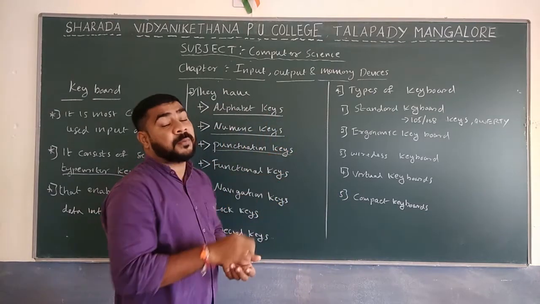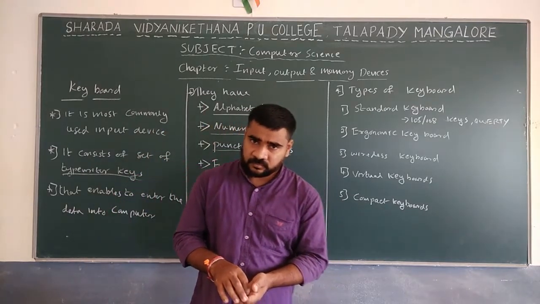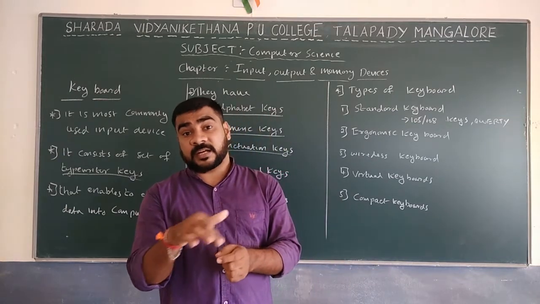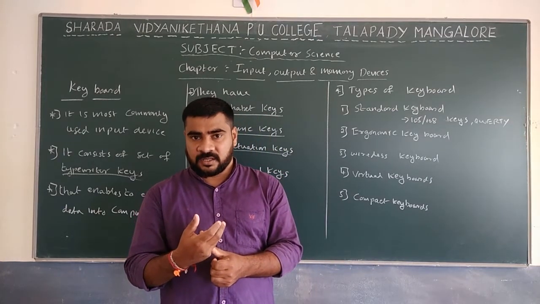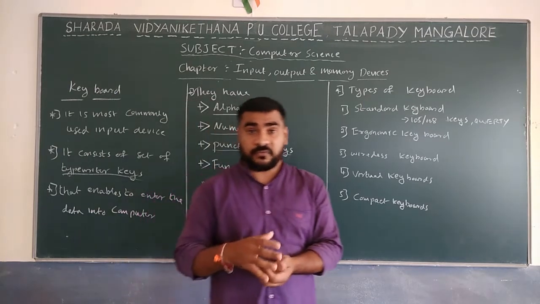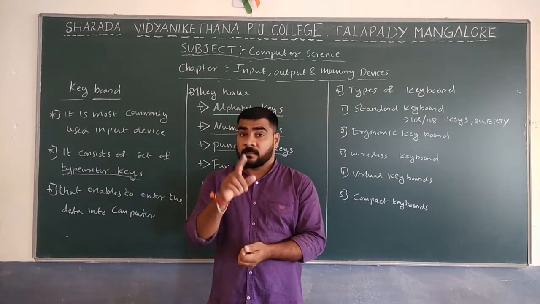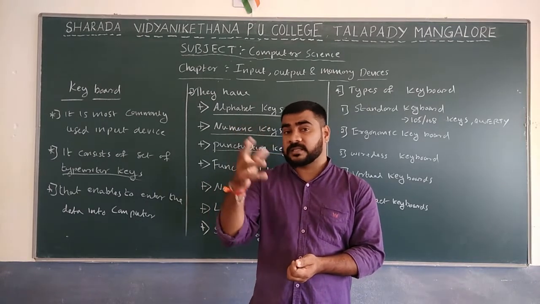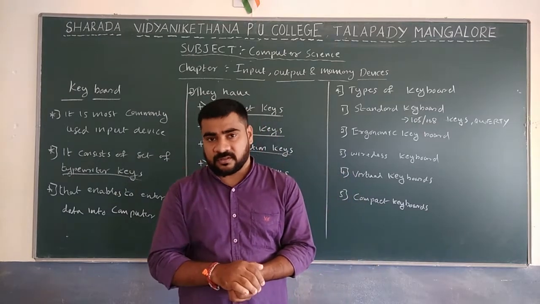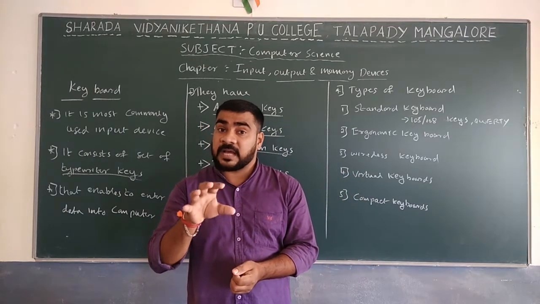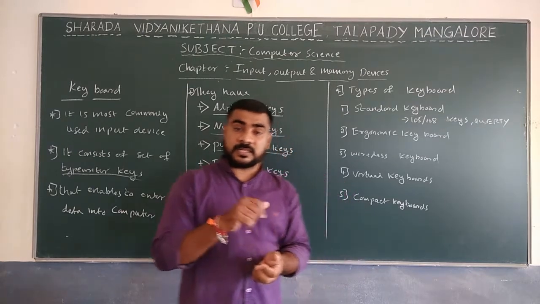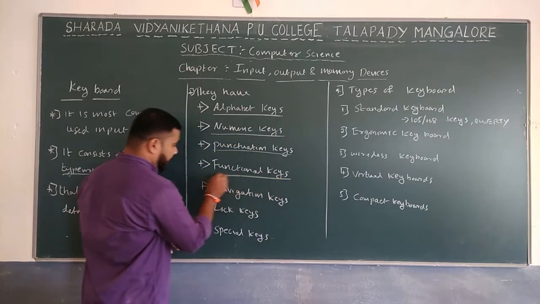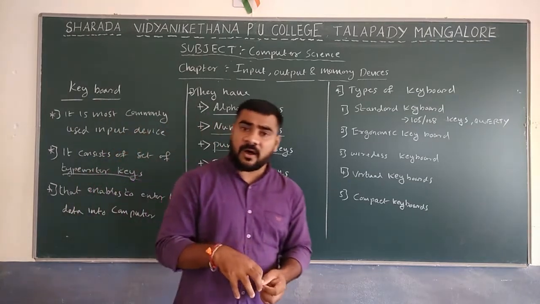The next important one is punctuation keys. What are punctuation keys? Numeric means 0 to 9, and alphabet keys are A to Z. But if you are going to write a passage or an essay, we will use brackets, open bracket, closing bracket, comma, dot, double colon, single colon, like the different punctuations. Those keys are known as punctuation keys, which are also available in the keyboard. The next one is functional keys, or function keys.